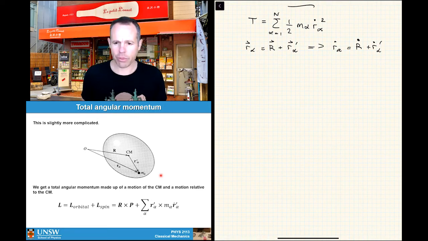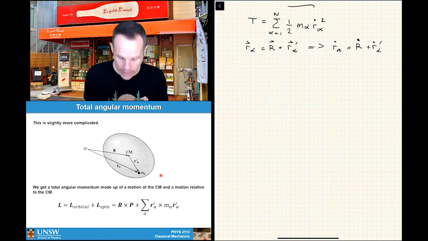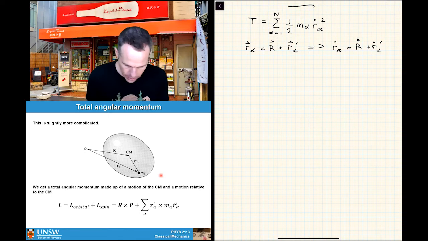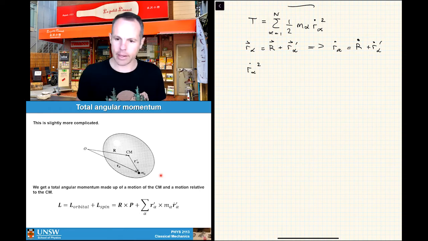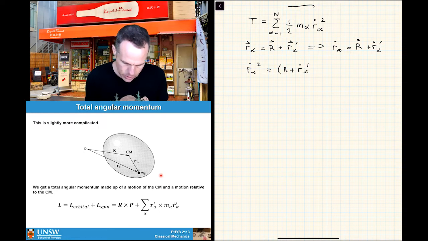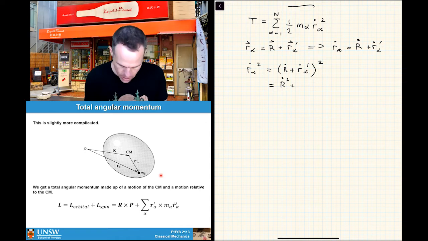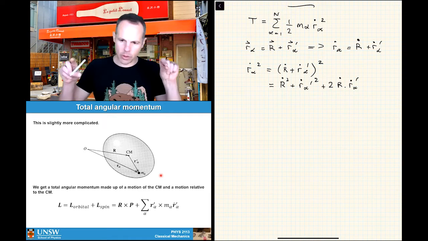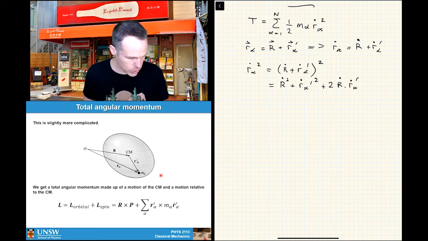So when we deal with kinetic energy, we have to deal with r alpha dot squared as the key functional term here. And so we can write that as big R dot plus r alpha dash dot, squared. And then of course we can multiply this out. So this is now going to be R dot squared plus r alpha dash dot squared plus 2 R dot r alpha dash dot. Okay, so it's the square of the first, the square of the second, plus 2 times the product of the two terms.